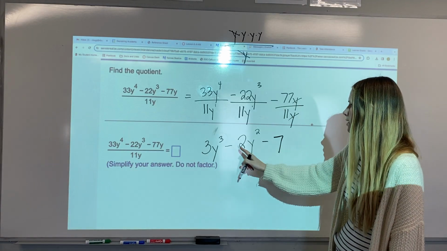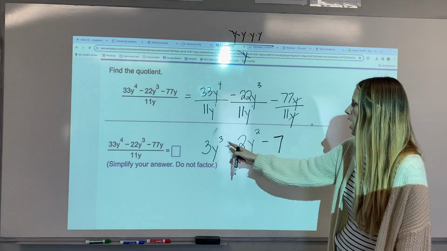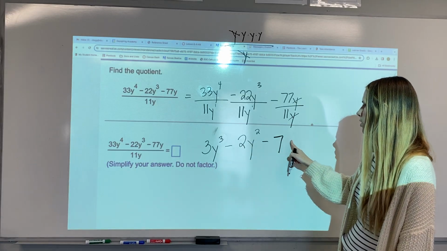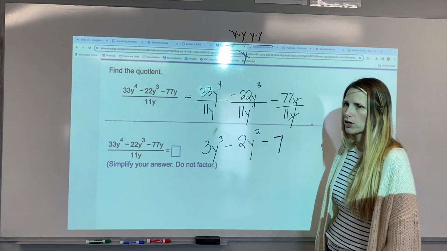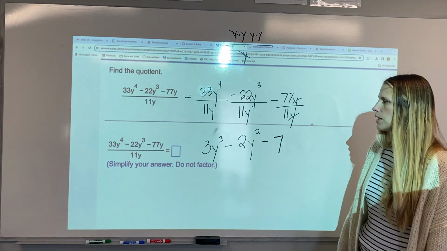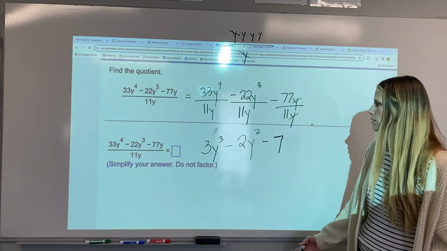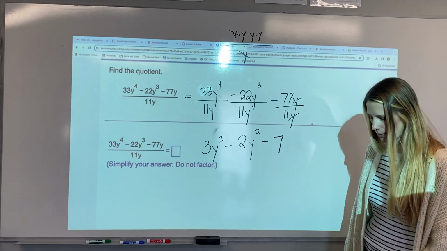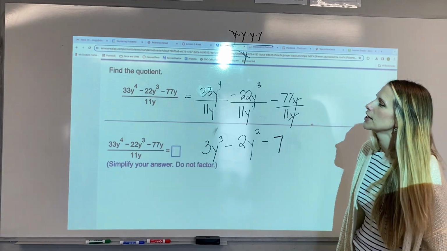We check to make sure it's in standard form: highest exponents first, going down. We also check to make sure there are no like terms that need to be combined. Everything looks good, so we can move on. Does that make sense? Okay.